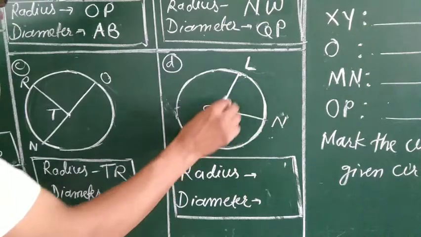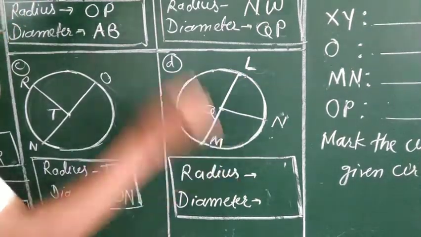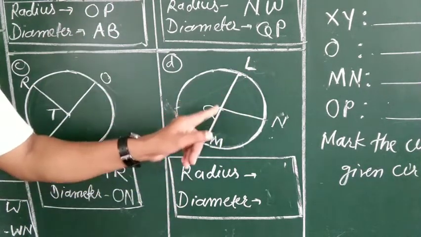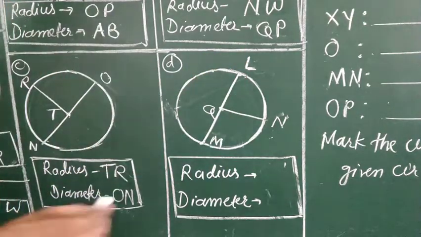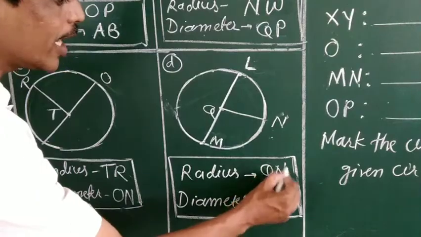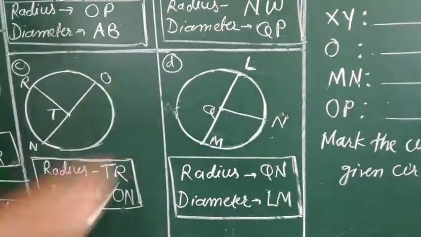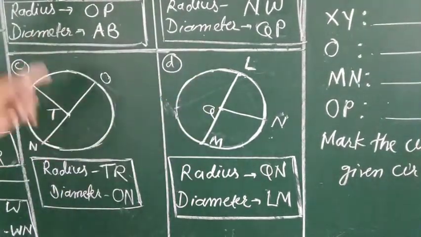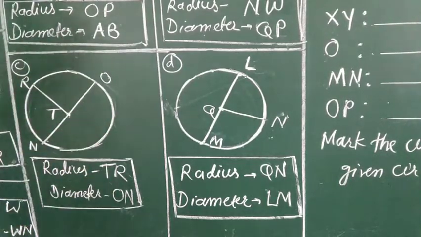But if it is like this, see LM, now it joins 2 points on the circle and passes through the center, so it is your diameter. Then the radius here is QN, and LM is also a diameter. So this way, in this question number 2, we draw radius and diameter and then write the names in this box.